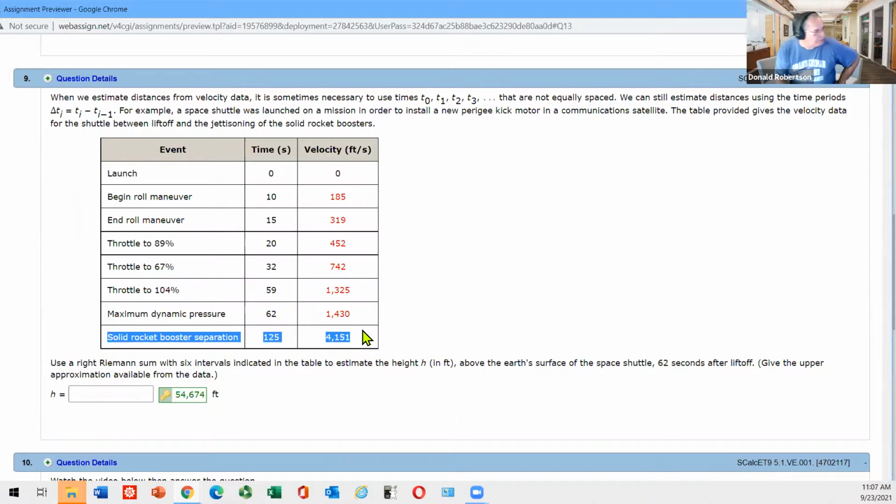So what you're going to do in that question is you're going to go 10 times 185. Next interval is 5 times 319. 5 again, 452. The next interval is 12 times 274, and so on. And when you've done it, you'll have 6 different strips, and you'll have calculated the width and the height of each, and then you add them up.